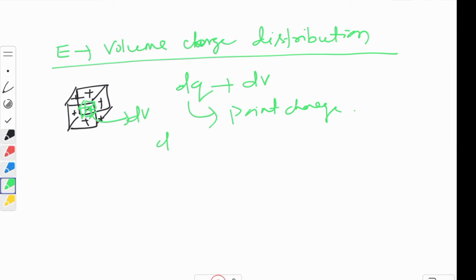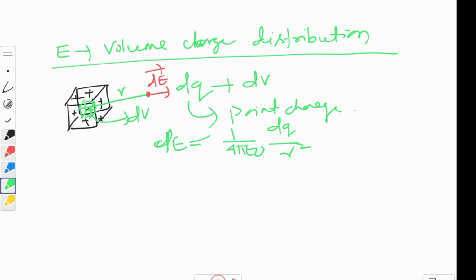Suppose we want to find out the electric field at a distance r over here. So we have to find the electric field at this point. Your electric field intensity dE will be in this region. So what is your dE now? dE will be the small electric field intensity due to the small charge dq. So we'll write dE is equal to 1 by 4 pi epsilon naught dq by r square. Clear?